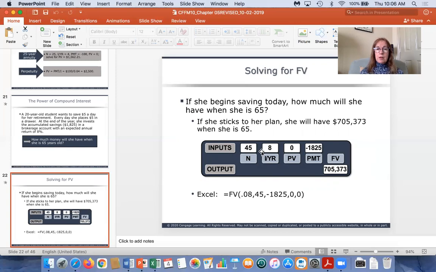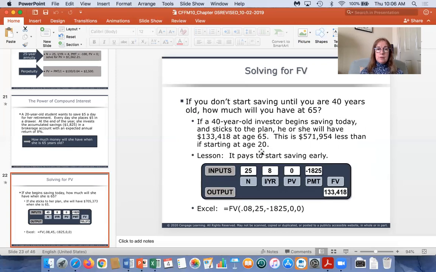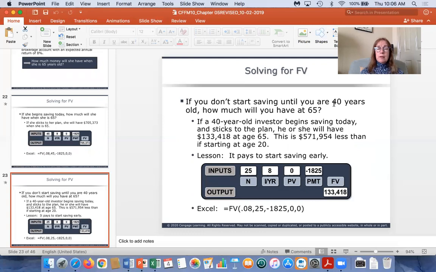It's really interesting. Okay, now let's look at the next stage of this example. What if you didn't start saving until you were 40? So you procrastinated for the last 20 years, and then you only have 25 years to save until you're 65. And instead of having 705,000, you only would have 133,000. So you can see again the power of compounding is huge. It's really important to start saving as soon as you can, and you just save methodically over the long run. That's the way to wealth. Okay, now let's look at this final example.